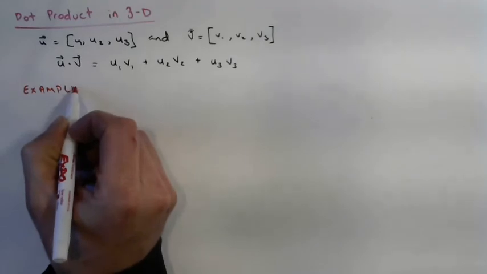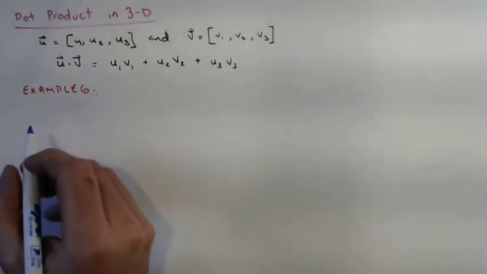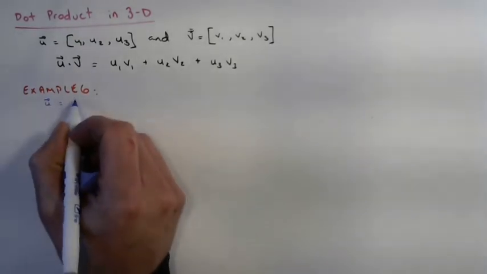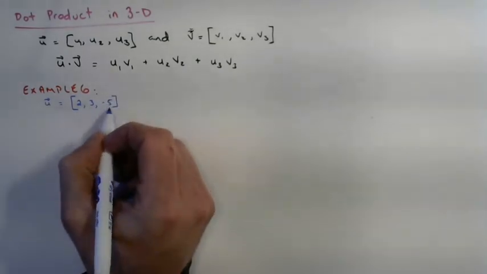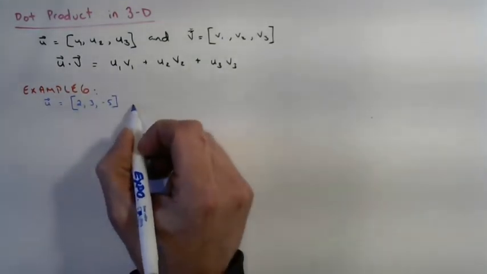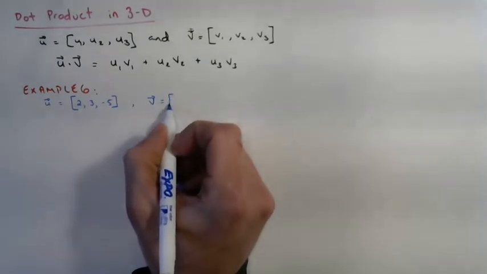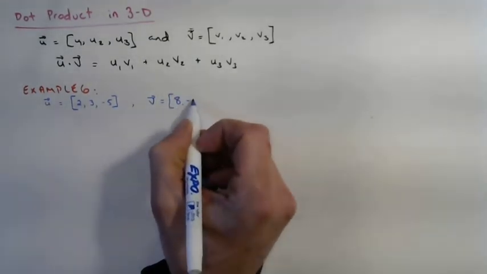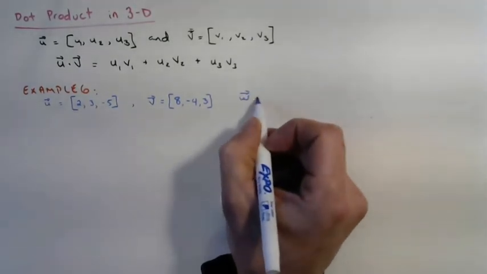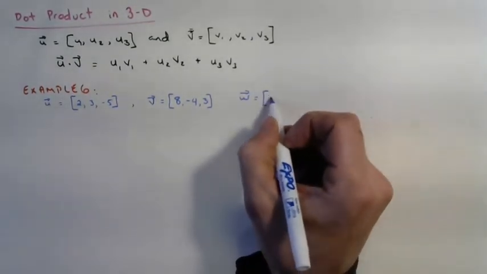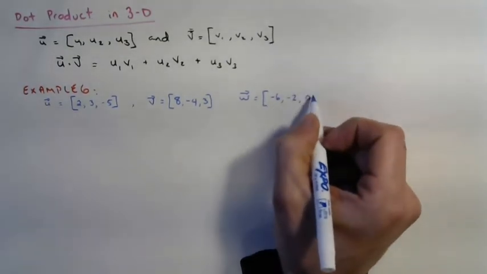Example 6. This is just working through the different operations that we just took notes on. Using Cartesian vectors in 3 dimensions, we're given the vector u with an ordered triple of 2, 3, negative 5, and v, 8, negative 4, 3, and w, negative 6, negative 2, 0.